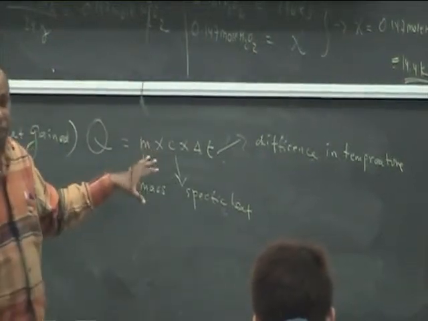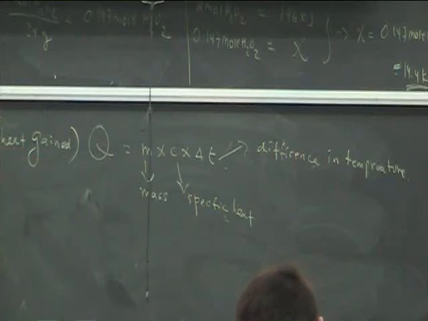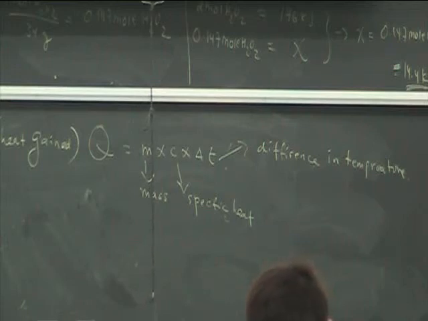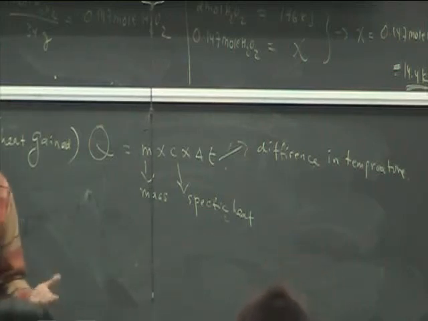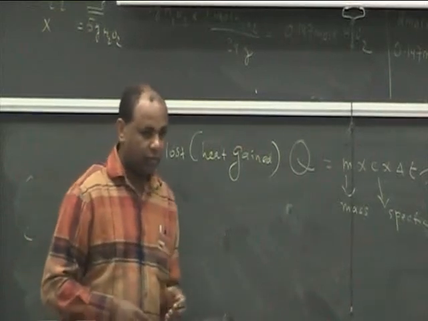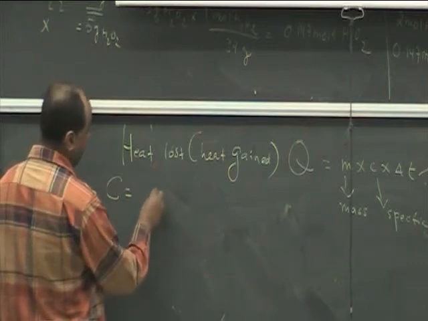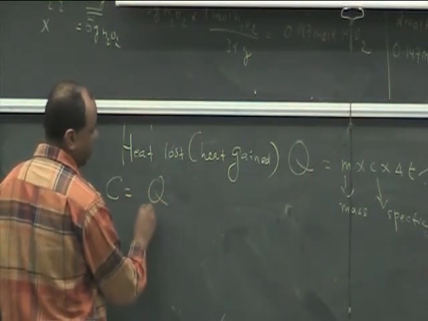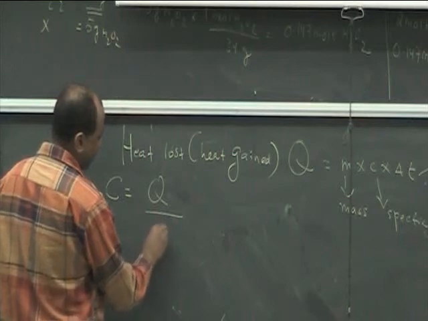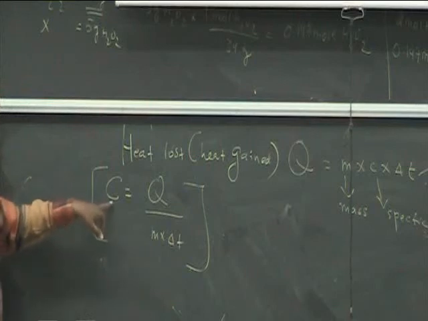This is the basic construction of how a calorimeter is made, and the basic formula for how a calorimeter functions. So you should know the mass m, and you should know the specific heat capacity c. Specific heat capacity can be calculated by dividing the heat loss or gain, Q, over m times delta T. This is the formula for specific heat capacity.